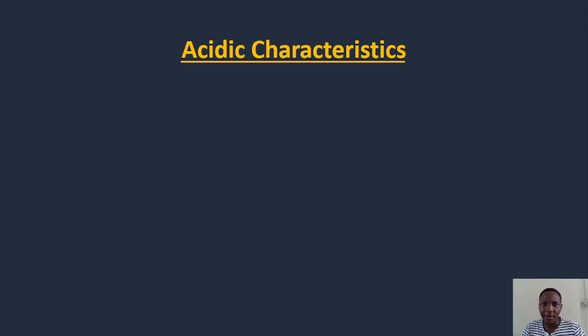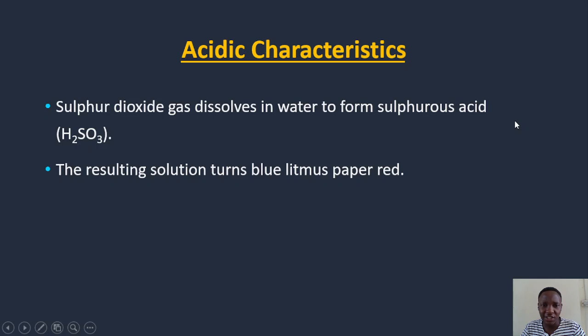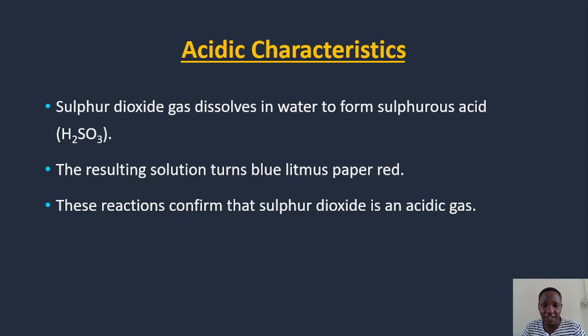Now moving on to the chemical properties. We'll start with the acidic properties. Sulfur dioxide gas dissolves in water to form sulfurous acid. The resulting solution turns blue litmus paper red. So these reactions confirm that sulfur dioxide is an acidic gas, due to the litmus paper test, turning blue litmus paper to red.